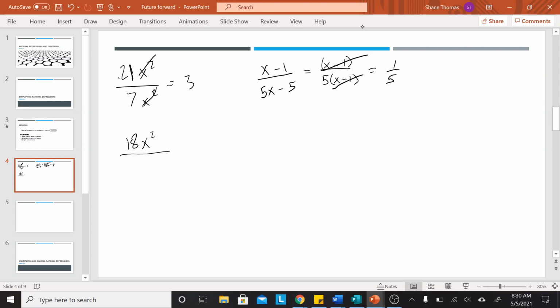18x squared over 4x plus 8. And 2n minus 3 over 6n minus 9. Try those two guys. Both of these, factor at the top, factor at the bottom if you can, and then cancel stuff.